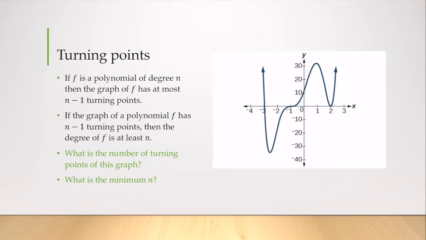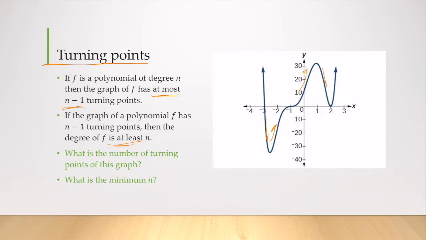Next thing I want to talk about is turning points. If f is a polynomial of degree n, then the graph has at most n minus 1 turning points. Turning points are where my graph changes from decreasing to increasing or increasing to decreasing rate of change. If the graph of a polynomial has at least n minus 1 turning points, then the degree of f is at least n.